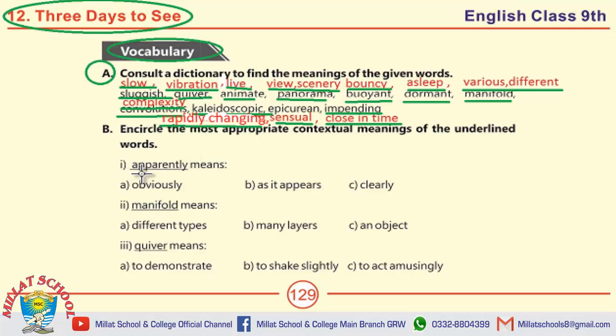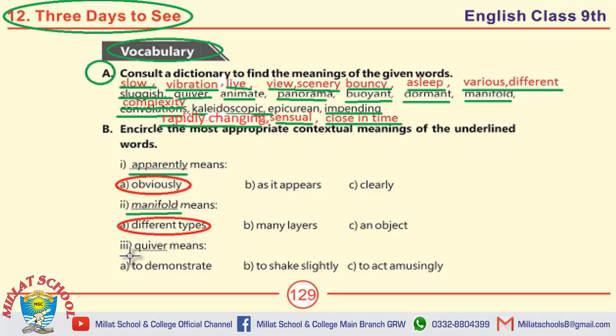The first one is apparently, which means option A, obviously, option B, as it appears, and option C, clearly. And A is the right option. Second word is manifold, which means option A, different types, option B, many layers, and option C, an object. And A, different types, is the right option.